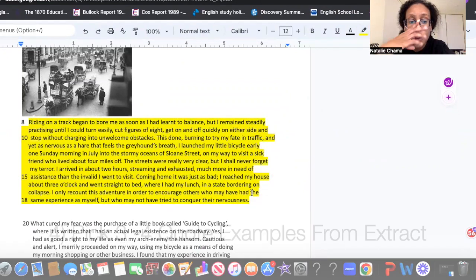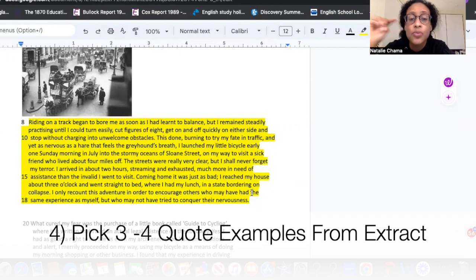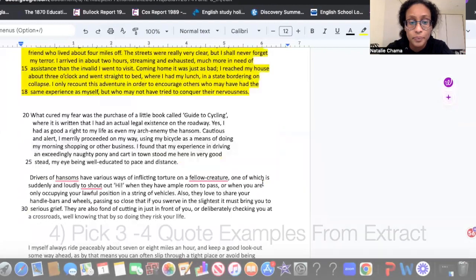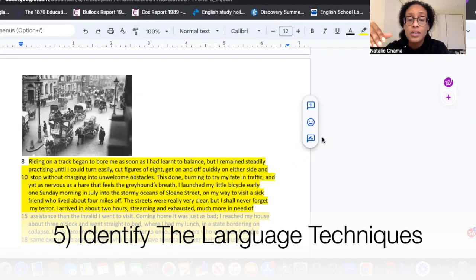Okay. Step 4, you're getting 3 to 4 examples of quotes that you can use that would show her first experiences of cycling. So this lady in the extract, or this lady in the article, her first experience of cycling. Step 5, you annotate and identify the language techniques that are used in each quote. So it's really important that you do that.